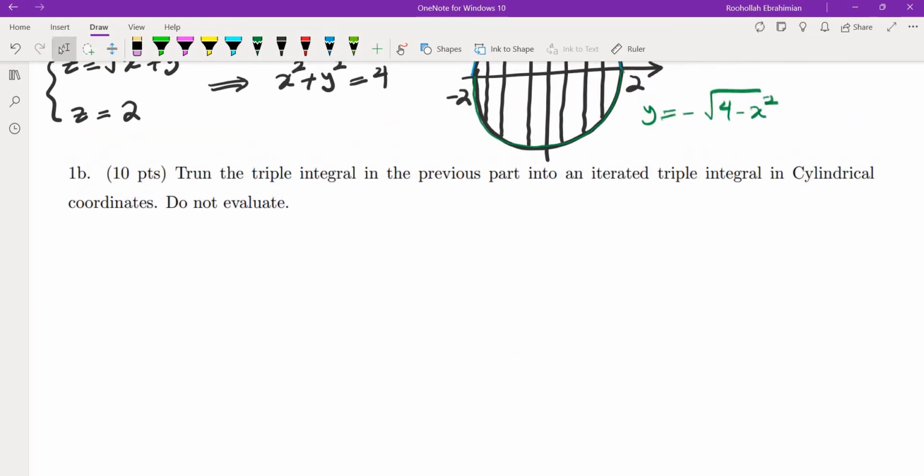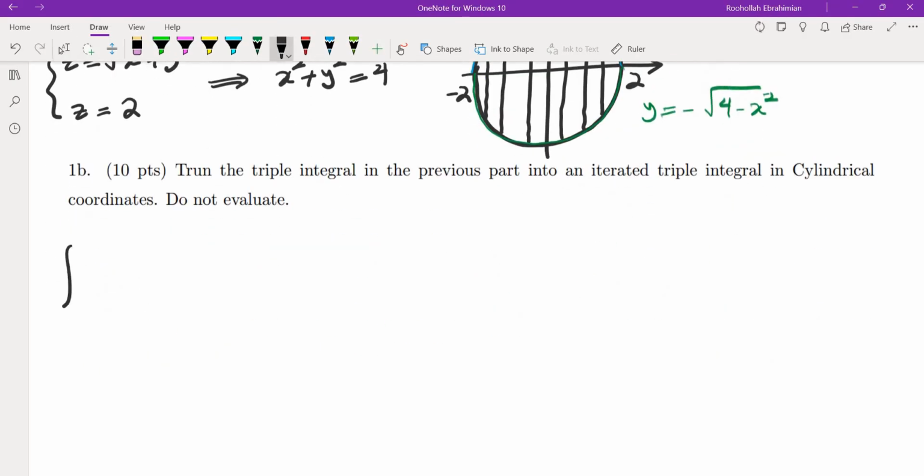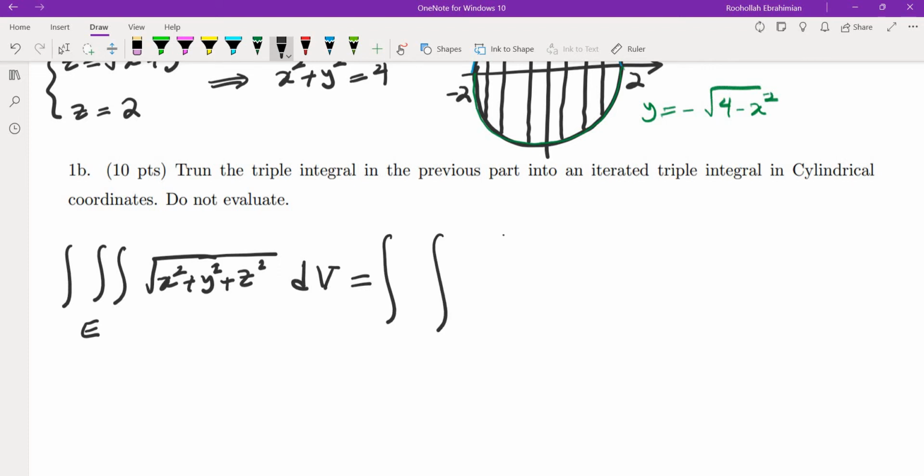Next part of the problem is turn the triple integral, oh, and this is actually misspelled. Turn the triple integral in the previous part into an iterated triple integral in cylindrical coordinates and do not evaluate. So we have the diagram here. We'll have to just turn it into a triple iterated integral in cylindrical coordinates. Okay, so we will do that.